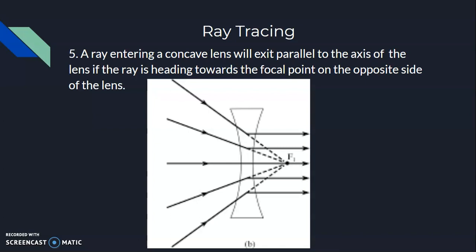Finally, Rule 5 states that a ray that enters a diverging lens by heading towards the focal point on the opposite side exits parallel to its axis. In other words, if a light ray is entering a concave lens in the direction of the focal point, it will exit parallel.